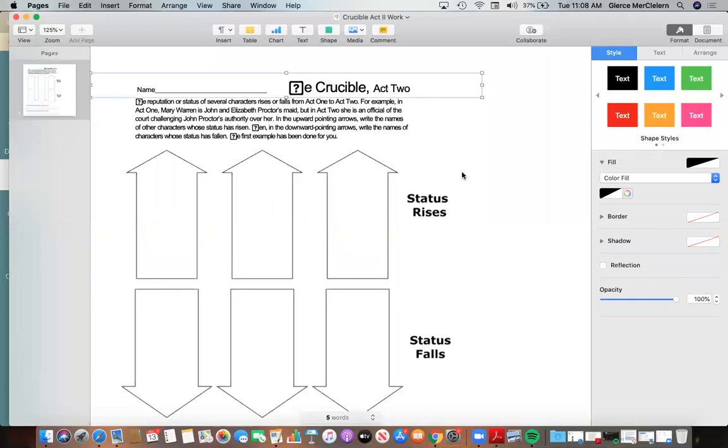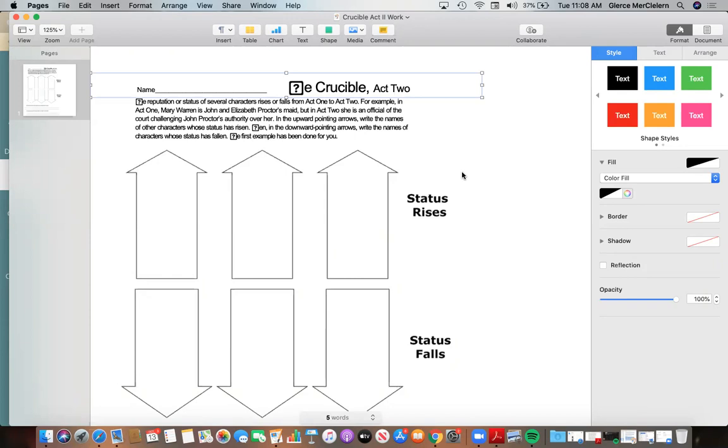This is your Act 2 worksheet. I don't know why there's a question mark where a TH should be. So the point of this is the reputation of several characters rises or falls between Act 1 and Act 2. For example, in Act 1, Mary Warren is John and Elizabeth Proctor's maid, but in Act 2, she's an official of the court. They give her all this power. And she's kind of challenging John Proctor's authority over her, which you guys would have written about yesterday.